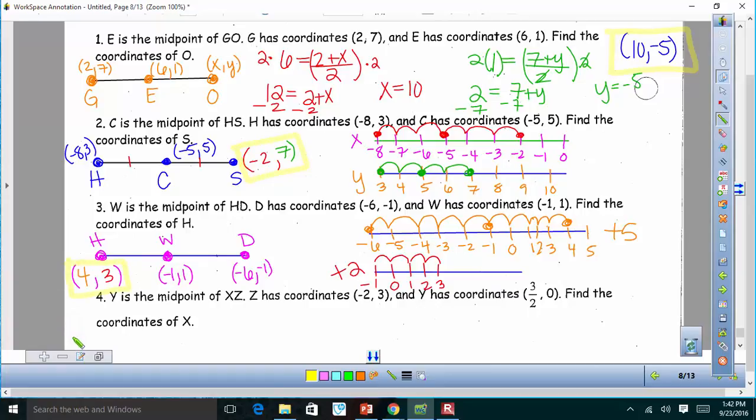Okay. Do we want another example of that? Do you want another example of the formula?